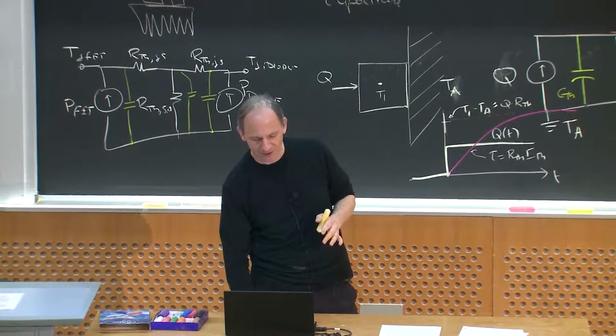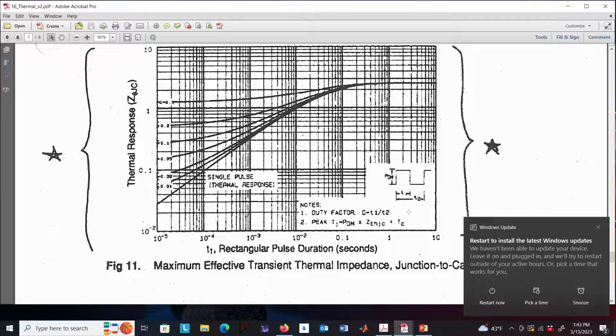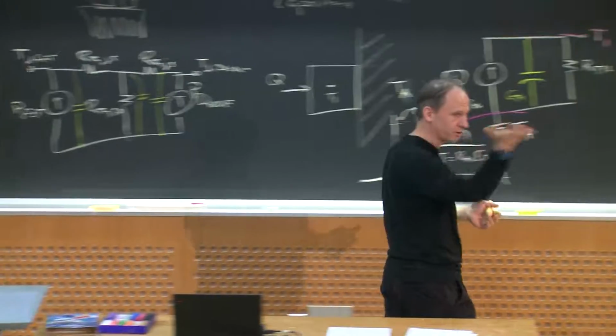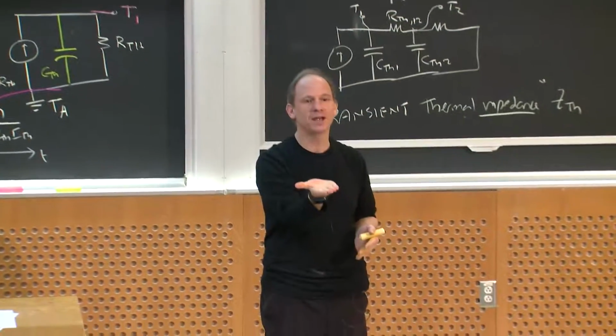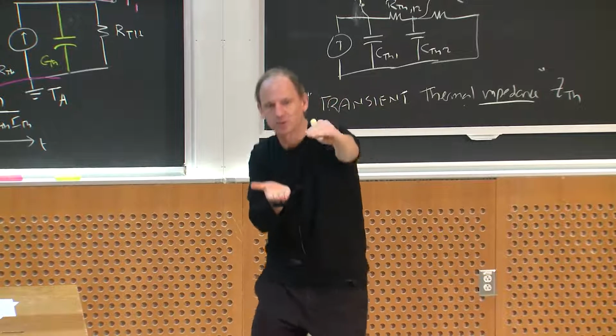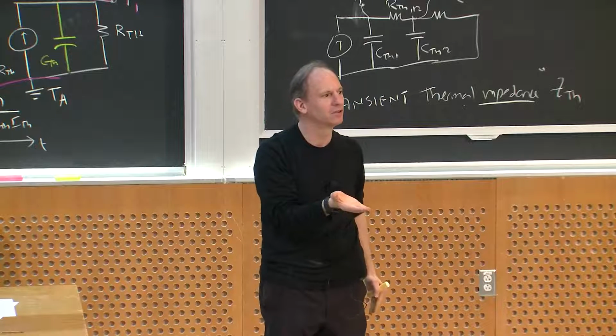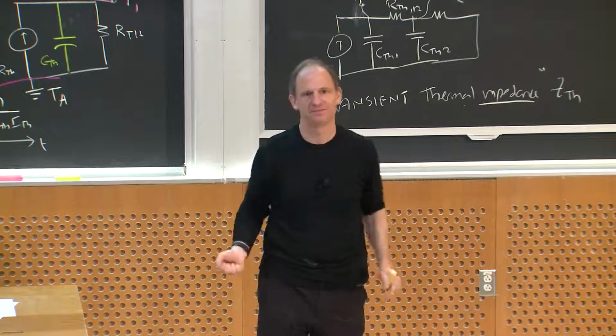Here is an example. They call it the maximum effective transient thermal impedance, junction to case. So what does this thing mean? This means if I took the device case and mounted it against a really mega good heat sink that's just going to hold the temperature exactly at ambient, a perfect heat sink.